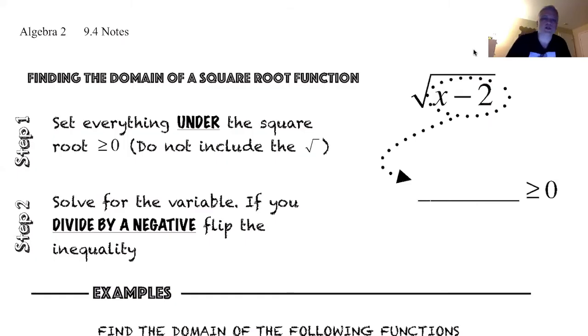Algebra 2, Unit 9, Day 4 notes. We're going to start off by finding the domain of a square root function.